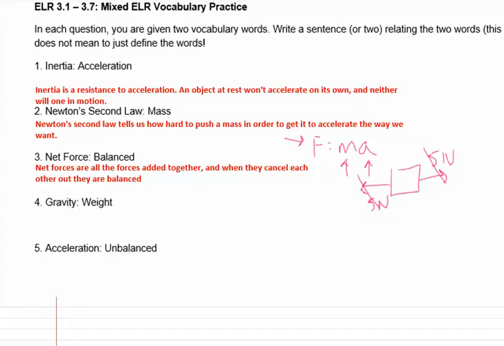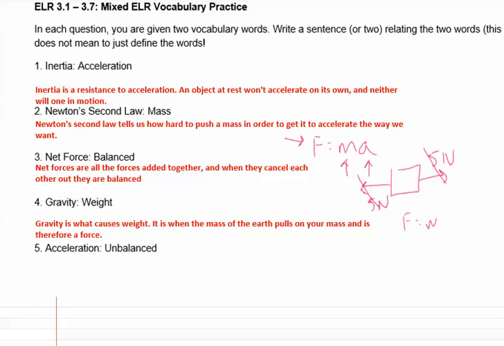For number 4, we have gravity and weight. I wrote it this way. Gravity is what causes weight. It is when the mass of the Earth pulls on your mass, and therefore it's a force. So if we said before that F equals ma, well, weight is the same as a force, and it is equal to the mass of you times the acceleration of gravity. So it's really the same equation as Newton's second law.